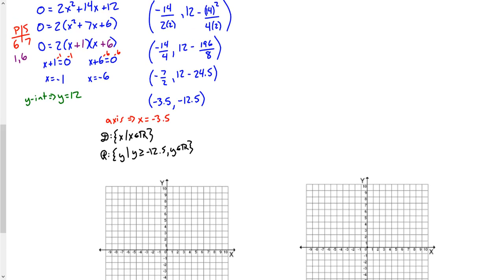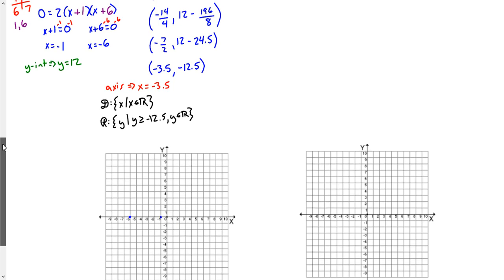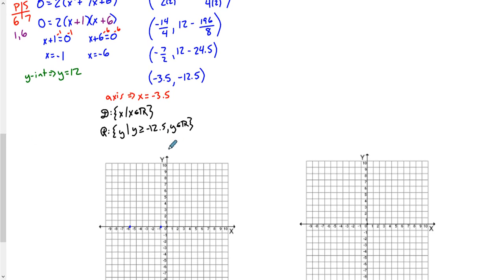We can identify some other key aspects, like our x-intercepts, where it's crossing the x-axis at -1 and -6. Our y-intercept is 12, so it's a little bit off our grid again. That, I think, is a little too high. Put it about there. That looks a little better.